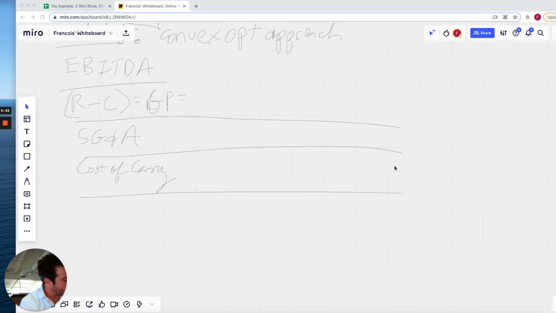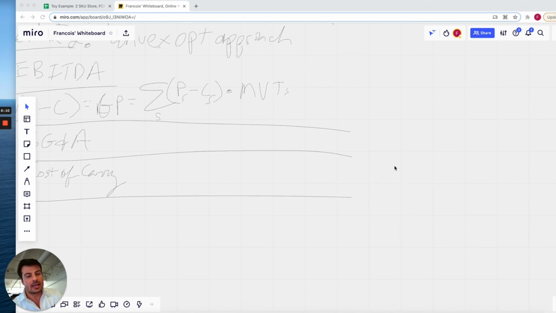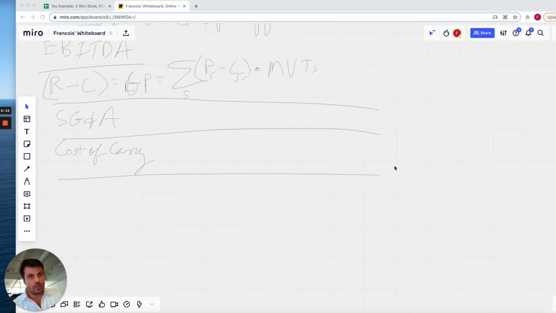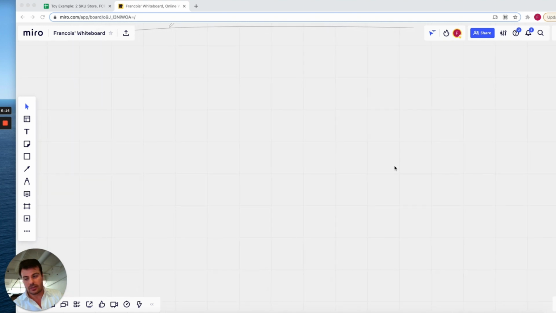This would be the sum over all of our SKUs of the price minus the COGS of that SKU, times the movement, how much we actually sell of that SKU. So nothing crazy here, but you're going to find out, well, how does that relate to shelf capacity? And so we have to define a few different assumptions down here. So let's do that real quick.